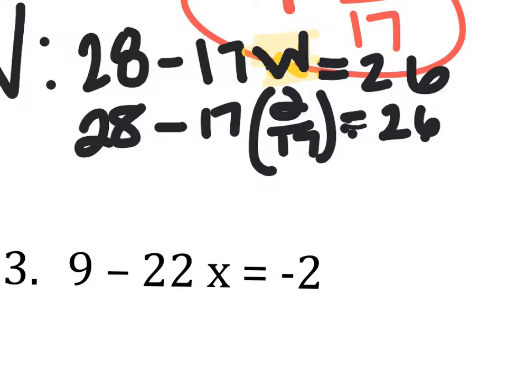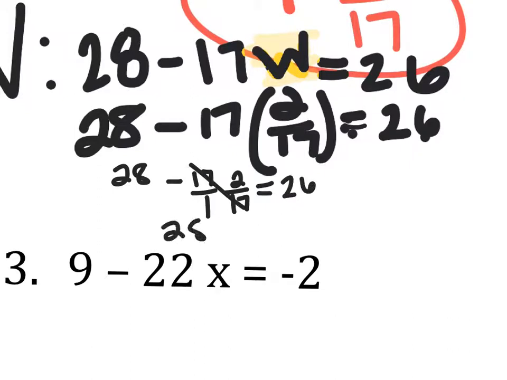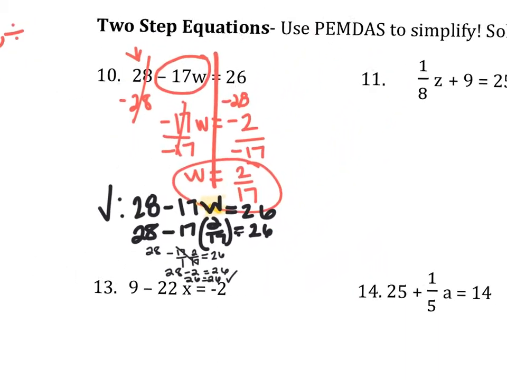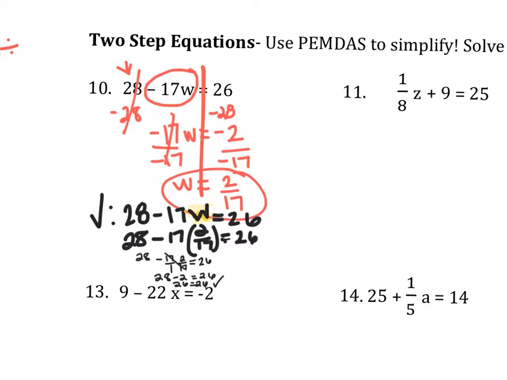So now I'm going to rewrite this as a fraction so that I can do the multiplication. These will cross cancel. So I'm left with 28 minus 2 equals 26. And 26 is equal to 26. So it is true, it is correct. My answer is x equals 2 over 17. Remember, you do not have to do this bottom section.